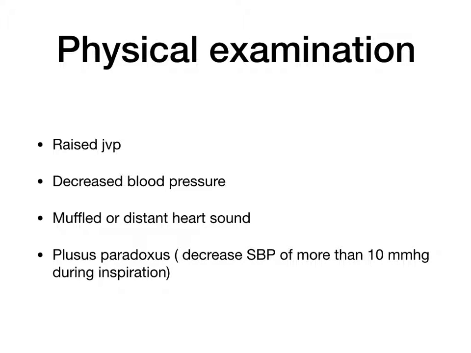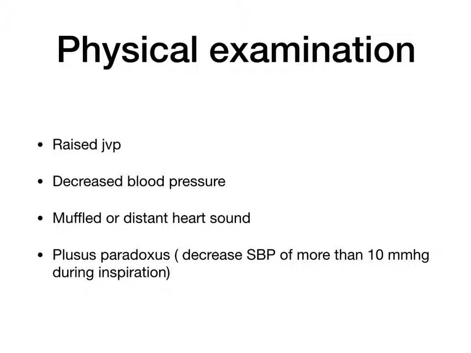Physical examination: raised JVP, decrease in blood pressure, muffled or distant heart sounds. The raised JVP, decrease in blood pressure, and muffled or distant heart sounds are called Beck's triad. It is a very important clinical feature to diagnose cardiac tamponade. Also, a pulsus paradoxus, which is a decrease in systolic blood pressure of more than 10 mmHg during inspiration.